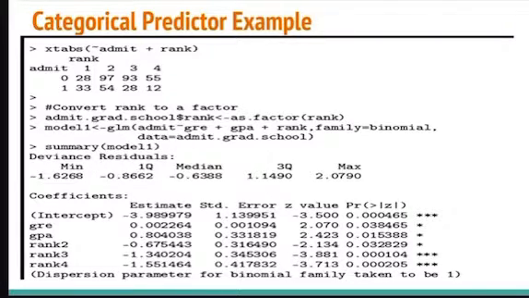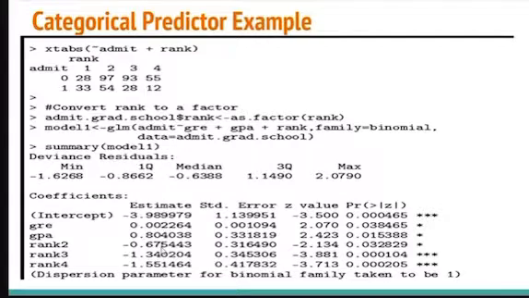When you take a look at the 0, that will give you the number of students from each rank that was given admission and the number that was not given admission. Now if I run a regression on that, where I'm regressing admit on GRE, GPA, and rank, where I indicate family binomial, I'm going to have these regression results. GRE is significant, GPA significant, rank significant.